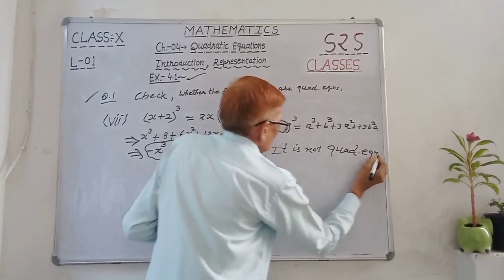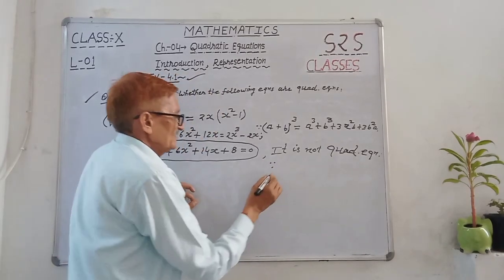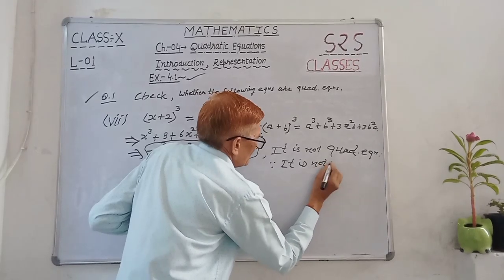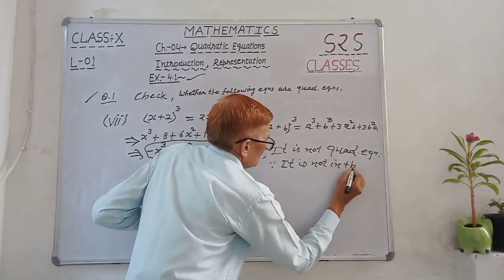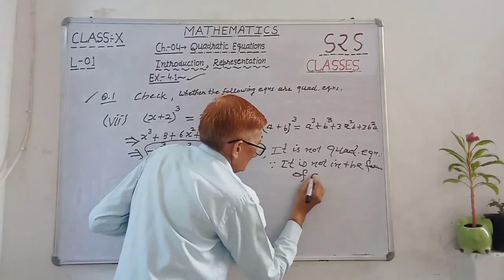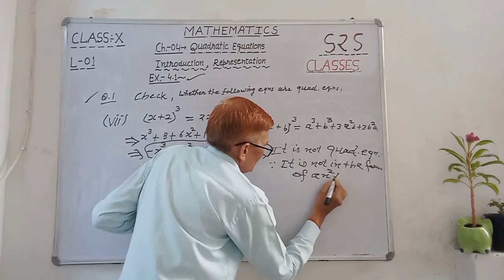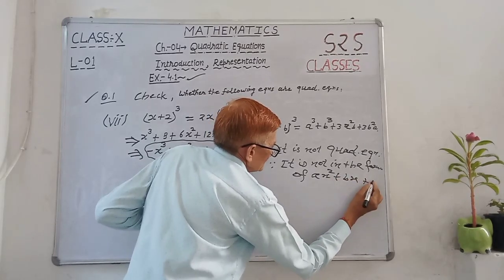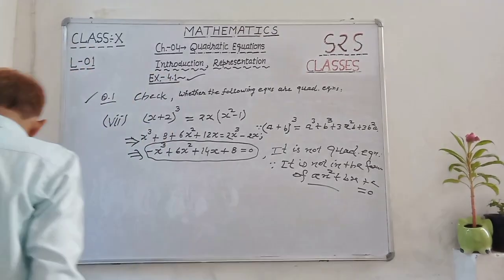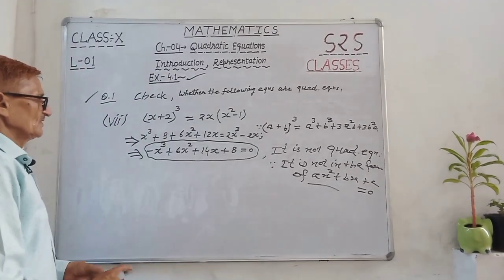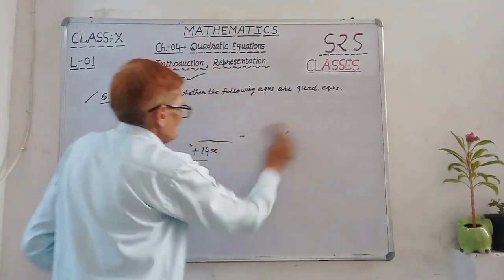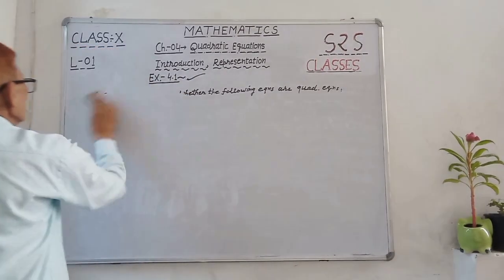Why? Because it is not in the form of ax square plus bx plus c equal to 0. It is not in the form of a standard quadratic equation. So this is not a quadratic equation. Now the last part also, similarly, you can do with the cube formula.